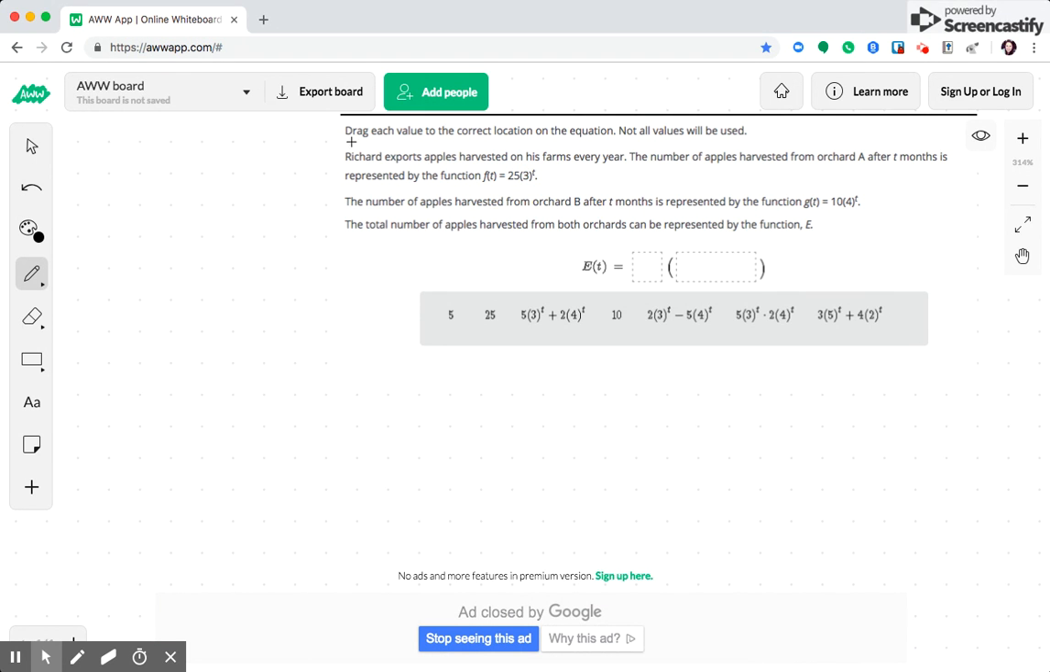So, okay. Richard exports apples harvested on his farm every year. The number of apples harvested from orchard A after t months is represented by the function f of t equals 25 times 3 to the power of t. Okay, I'm going to stop right there.